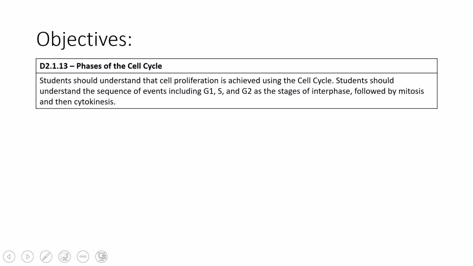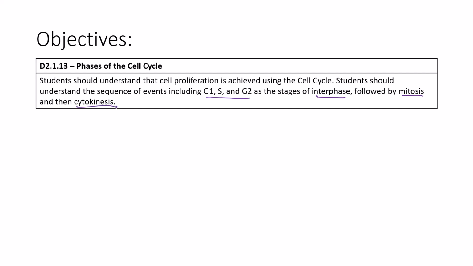Hey guys, Mr. P. In this video we're going to talk about the cell cycle, specifically D2113, which is phases of the cell cycle. So the understanding states that students should understand that cell proliferation is achieved using the cell cycle. Students should understand the sequence of events including G1, S, and G2 as the stages of interphase, and that is followed by mitosis, which is then followed by cytokinesis.